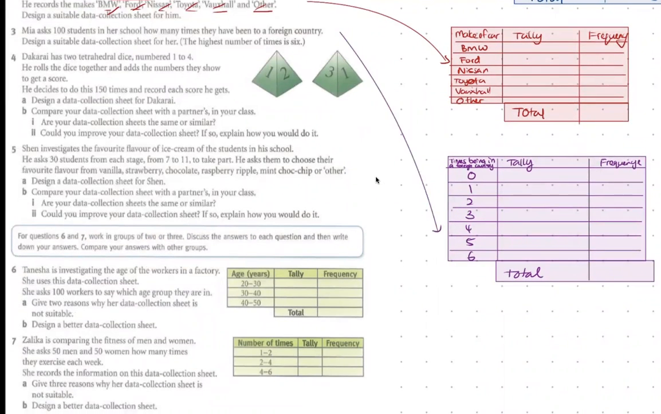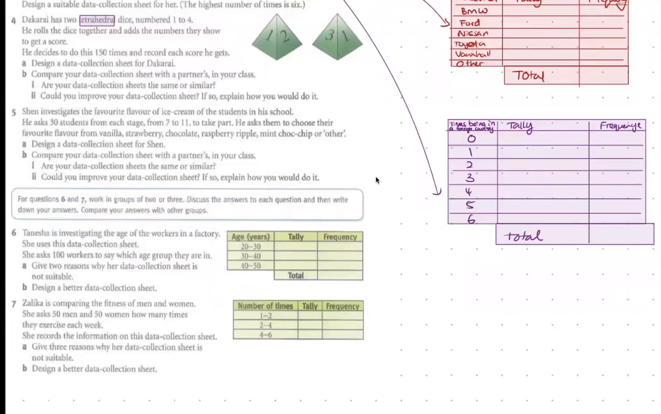Okay, next one will be slightly harder because Dakurai has two tetrahedral dice. Tetrahedral means that it is made of triangles. So it is 4-sided. 1, 2, 3, 4. Yes, correct. Numbered 1 to 4. He decides to do this 150 times. Record each score he gets. So design a data collection sheet for Dakurai.